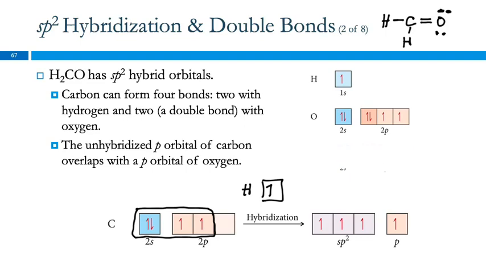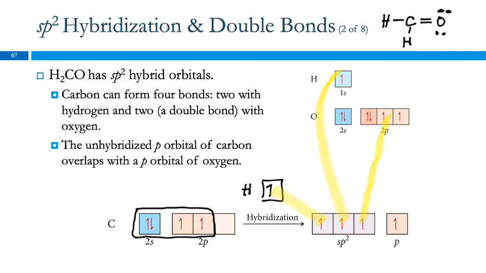And I'm going to get that out of the way. So the carbon now has 4 half-filled orbitals that it can overlap with these other atoms. So we can get an overlap between the hydrogen and one of those orbitals, an overlap between the carbon and one of those, the other hydrogen and one of those orbitals, and the oxygen and one of those orbitals.